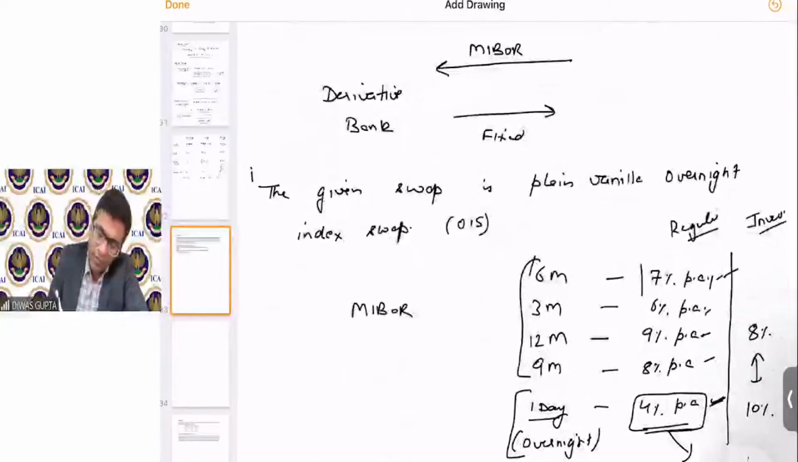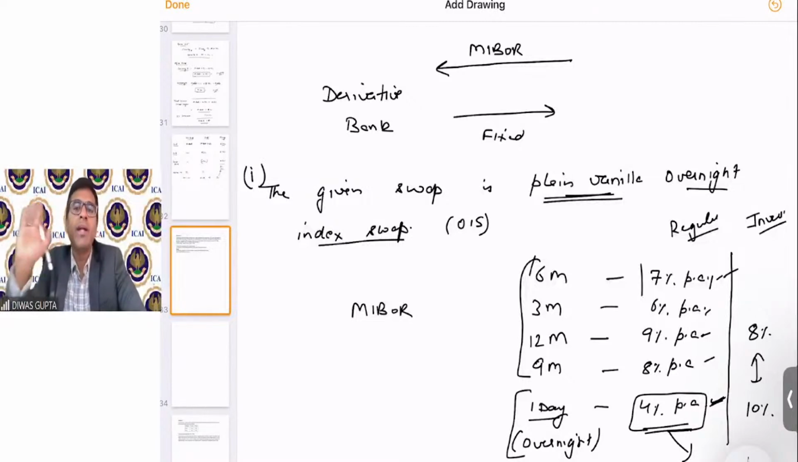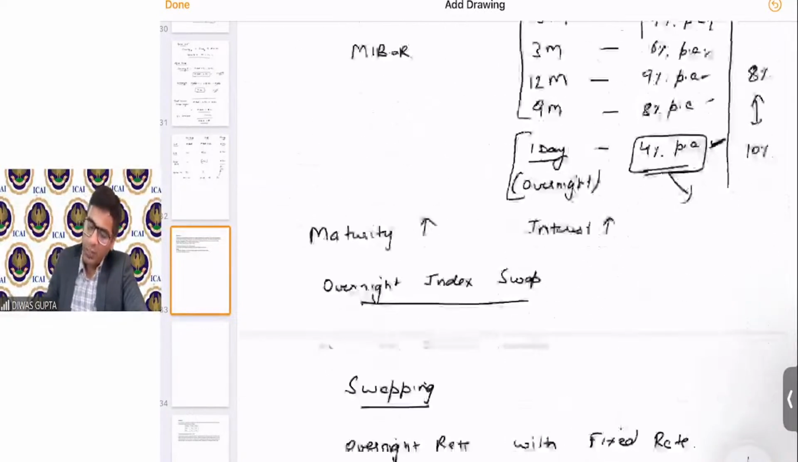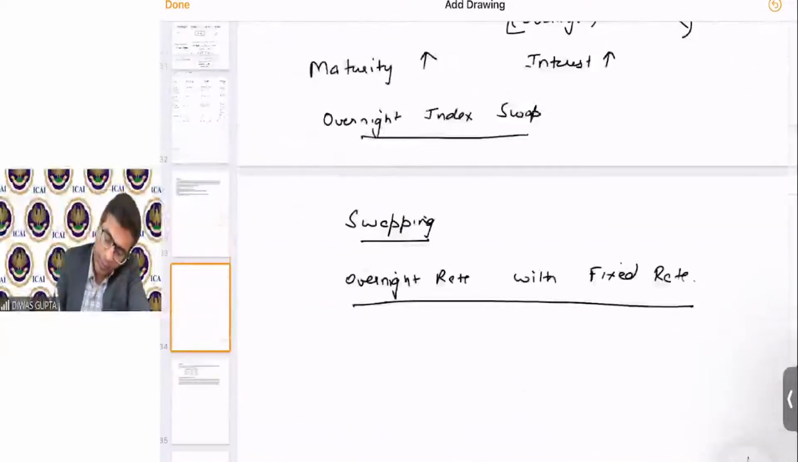So, the first part we have already told, this is a plain vanilla overnight index swap. Plain vanilla means which has no added features. It's a very basic swap. Vanilla means very basic. Okay. That is called plain vanilla. Now, the second part, they have also asked us to calculate the net settlement amounts. So let's calculate the net settlement amounts.